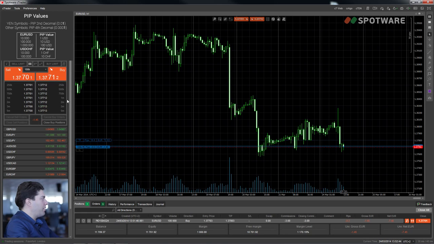We said before that the spread between Euro USD here is 1 pip. So that's what 1 pip means. It means that the difference between the ask and the bid price is going to be 1 in the fourth decimal digit. So great, now we know what a pip is.